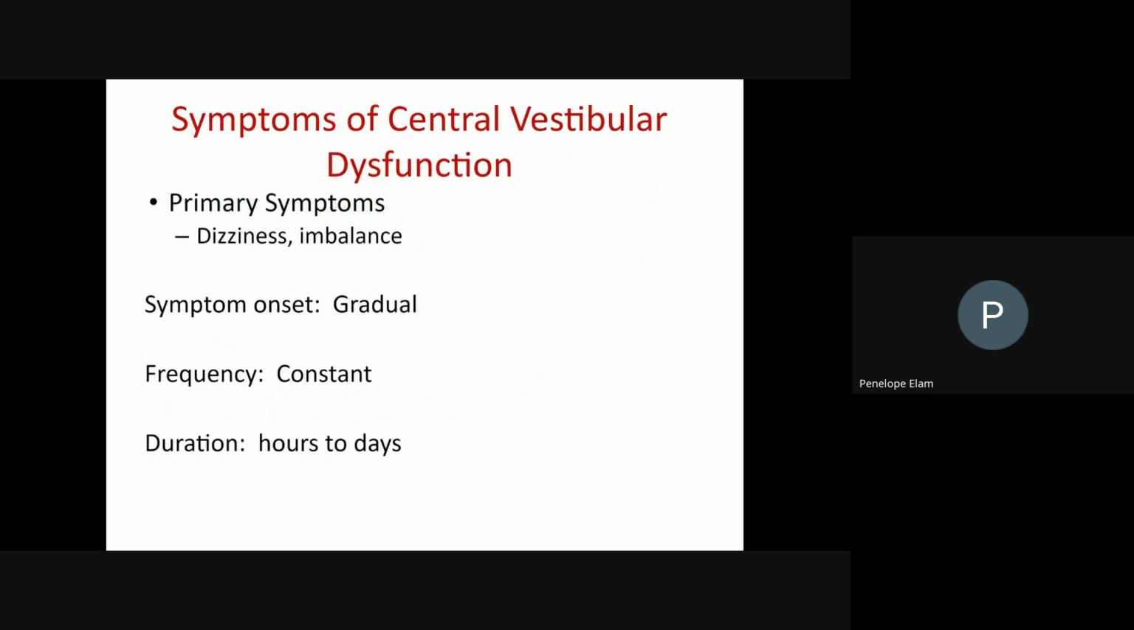So what are their symptoms going to be like? They're probably going to complain more about dizziness and imbalance versus the vertigo. Depending on what's causing it, it could be gradual or it could be sudden. If it's a patient with a stroke, they might have a sudden onset of vertigo. So that can be a little deceiving sometimes when we say gradual, but if it's something more from MS or other things, it might be more of a gradual onset. Frequency a lot of times is constant, and it could last hours to days.